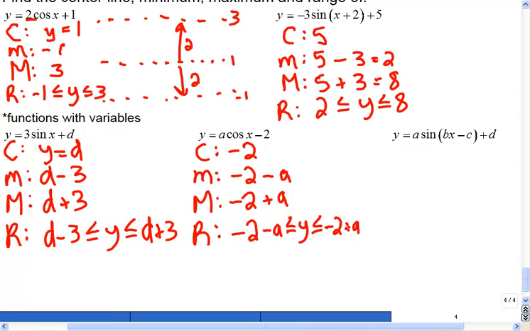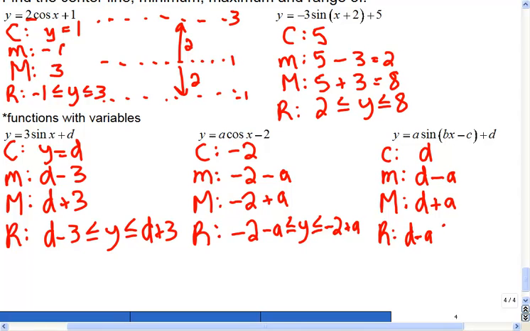And, all letters, not a single number. You can handle this though now. So that means the center is D. The minimum is going to be the center line, take away the amplitude. The maximum will be the center line, add the amplitude. And then the range will just be from D minus A to D plus A.